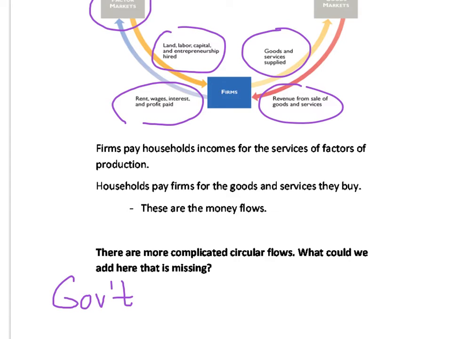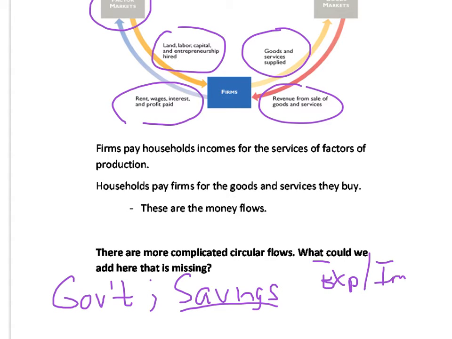Other things we could look at is savings. People obviously save some money, put some money in banks. That's not represented here. And also there is trade, so there are exports and imports, and that's not reflected in this simplified circular flow.